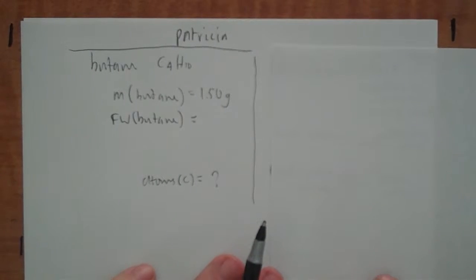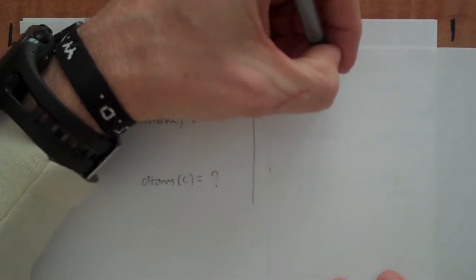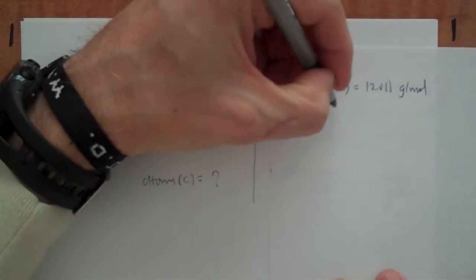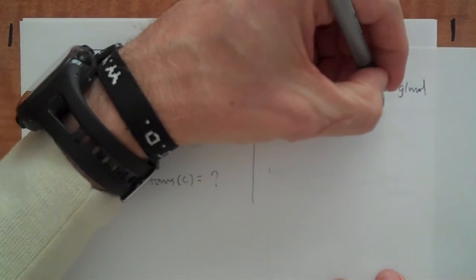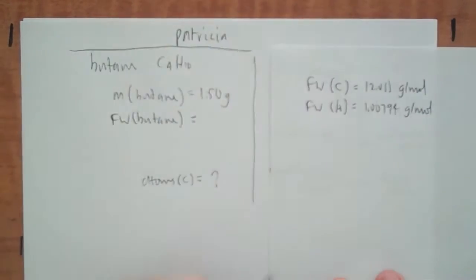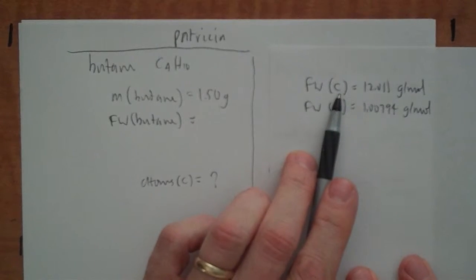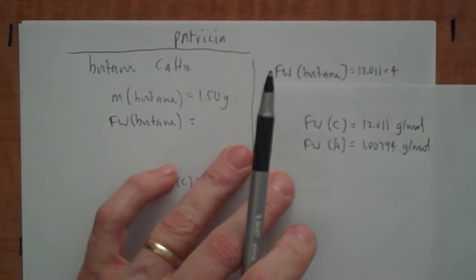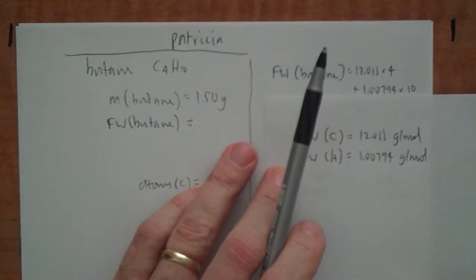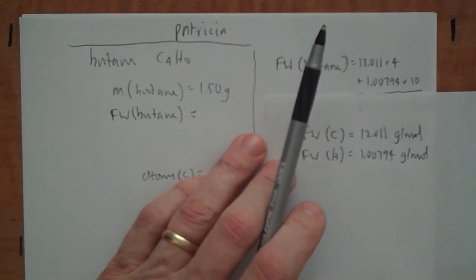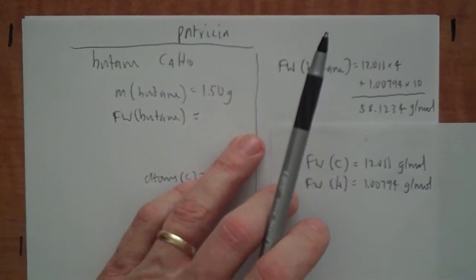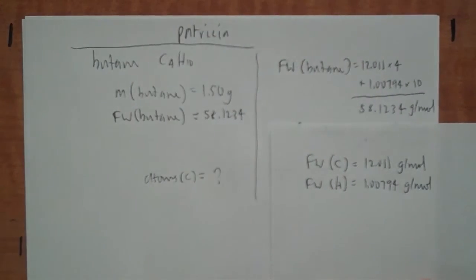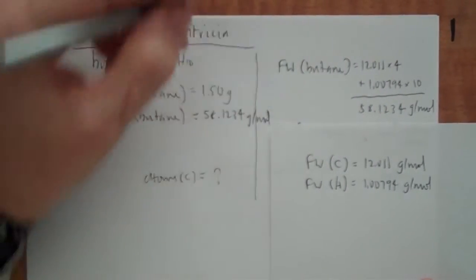Formula weight. So I go to my periodic table and I see that formula weight of a carbon is 12.011. That's grams per mole, or AMU, right? And the formula weight of hydrogen is equal to 1.008 or 1.00794. Sort of depends on which table you're using. I've got 4 carbons and 10 hydrogens, so I'm going to take 4 times that and 10 times that: 12.011 times 4 plus 1.00794 times 10, which I did in advance of this video, is equal to 58.1234 grams per mole.